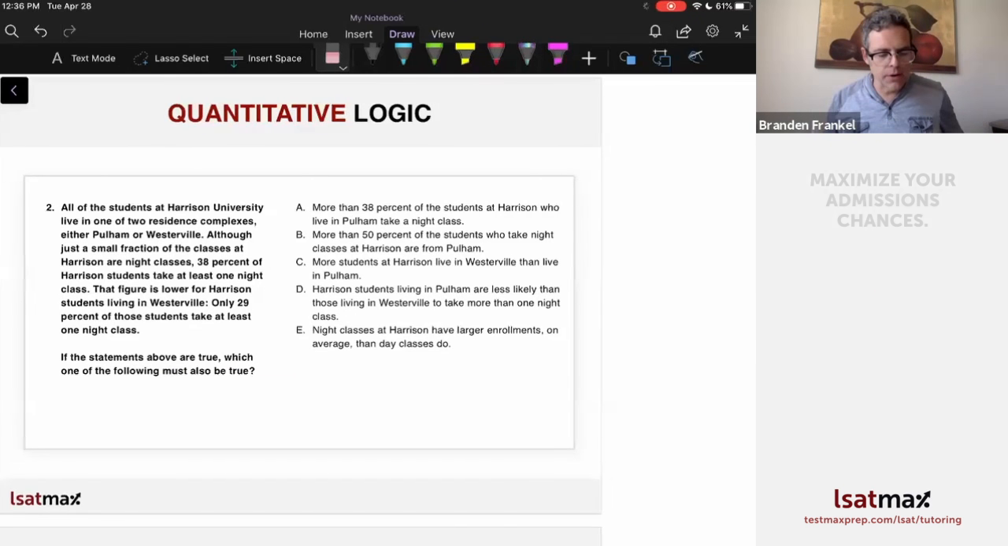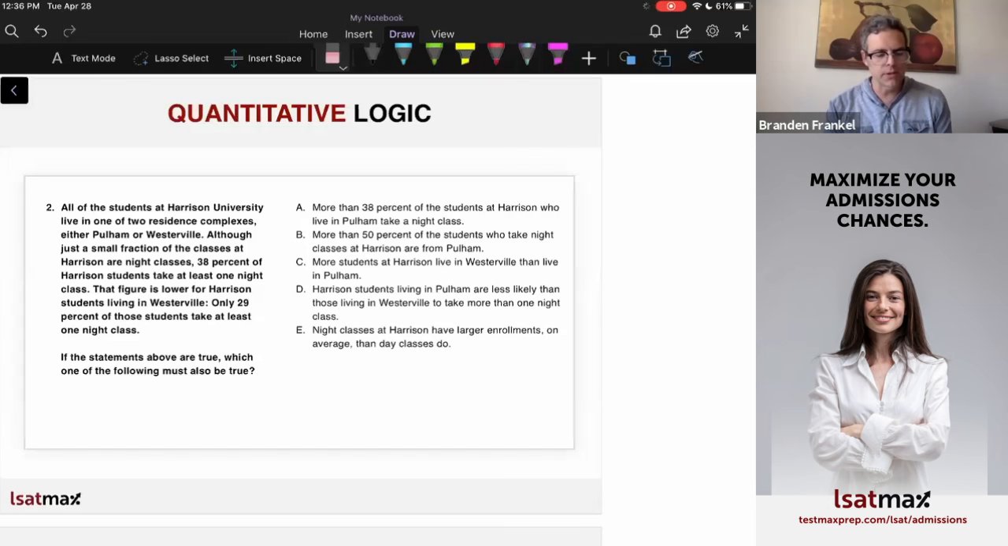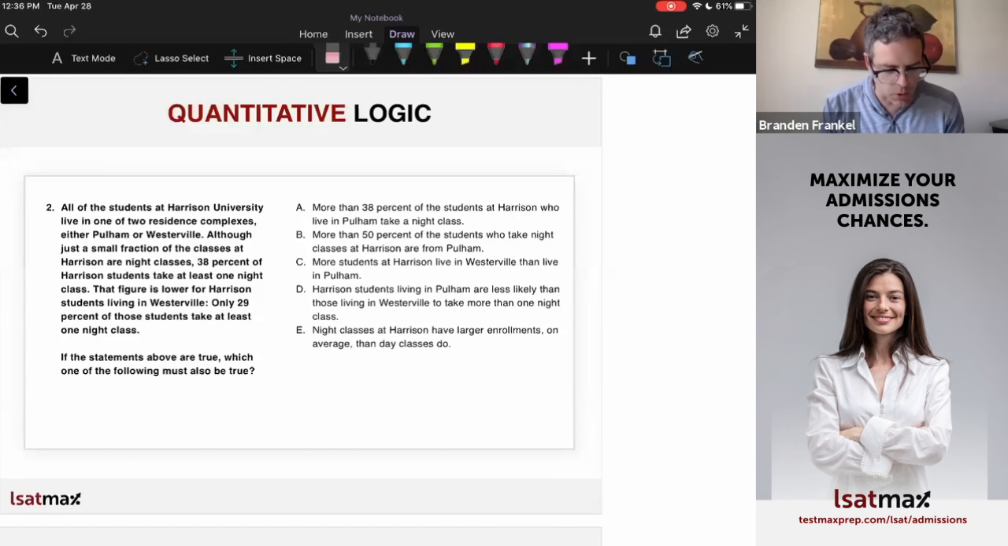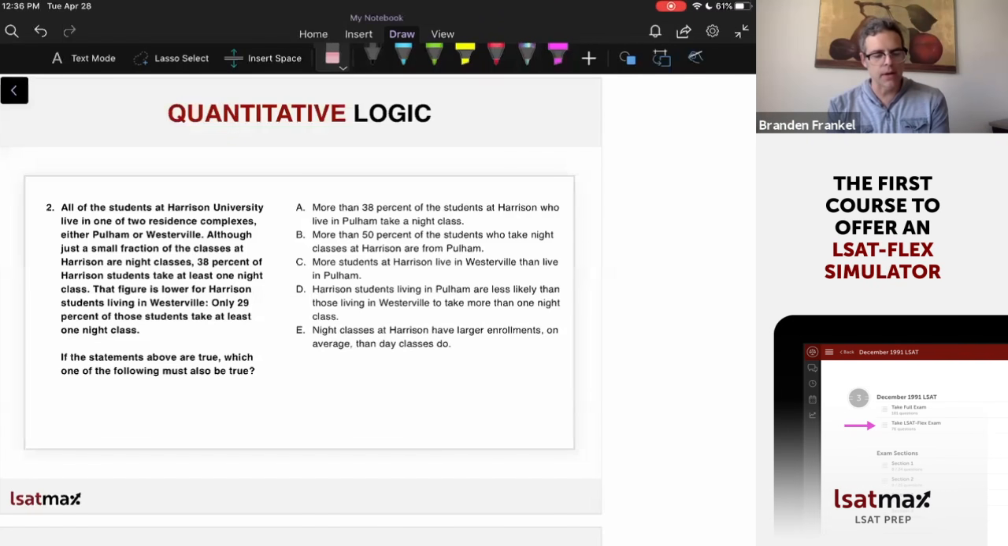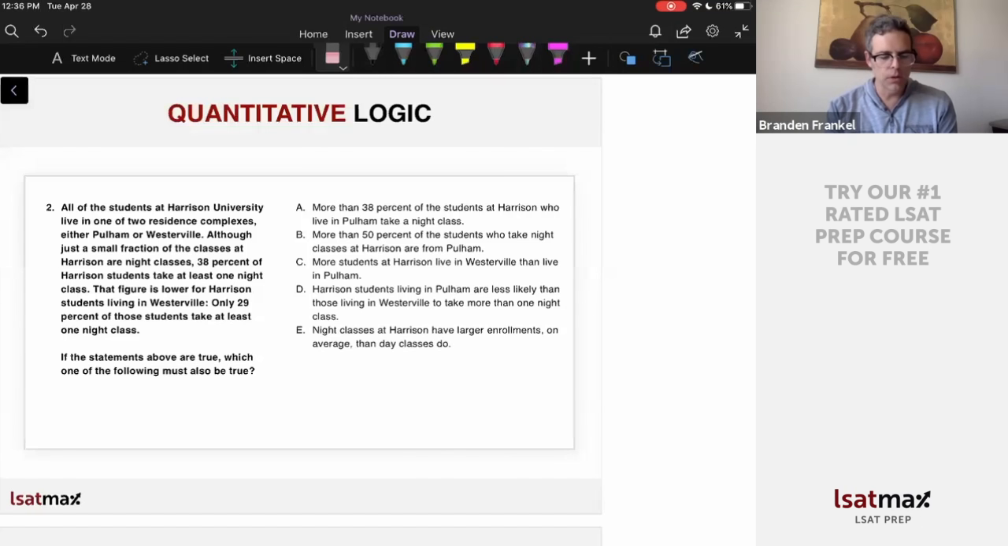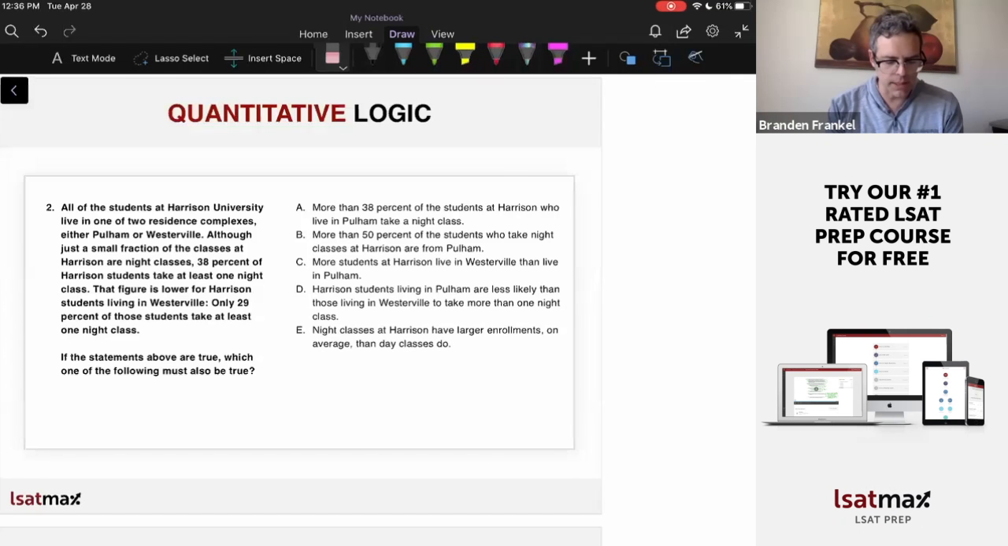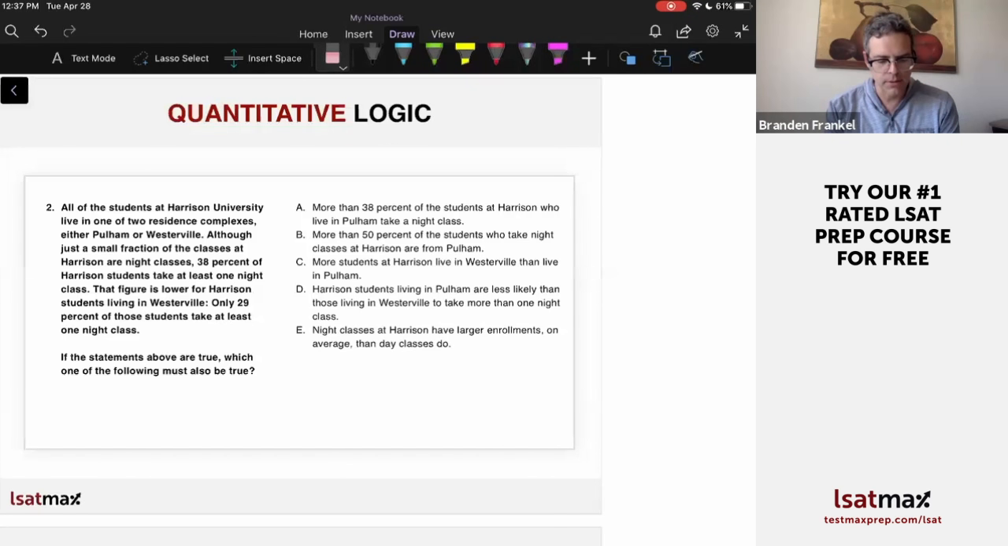But here's what they're asking us. All of the students at Harrison University live in one of two residence complexes, either Pullum or Westerville, although just a small fraction of the classes at Harrison are night classes. 38% of Harrison students take at least one night class. The figure is lower for Harrison students living in Westerville. Only 29% of those students take at least one night class.